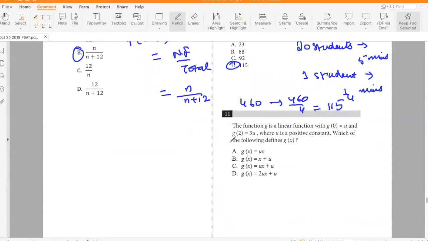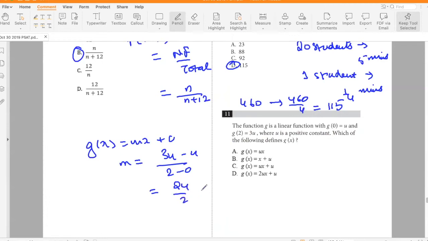The function g is a linear function with g(0) equal to u and g(2) equal to 3u, where u is a positive constant. Which of the following defines g(x)? So I can say g(x) is mx plus c, where m is the slope. So the slope can be (3u minus u) by (2 minus 0). So that's 2u by 2, which is u. So the slope is u.